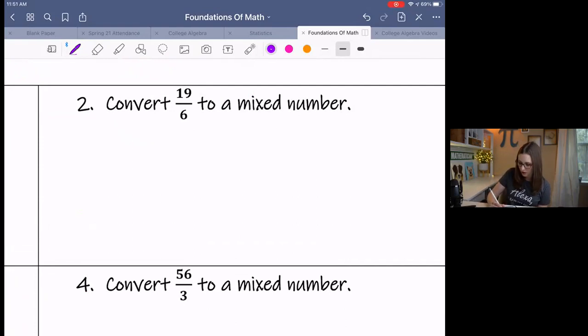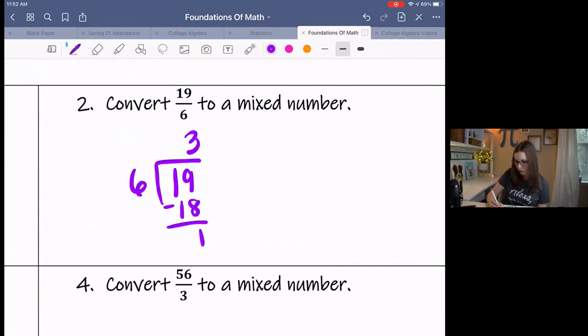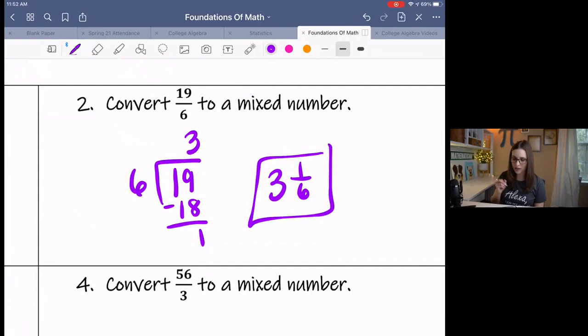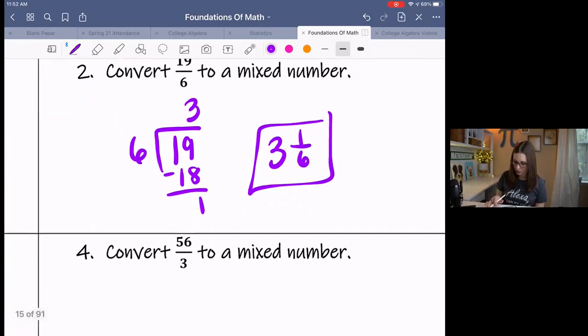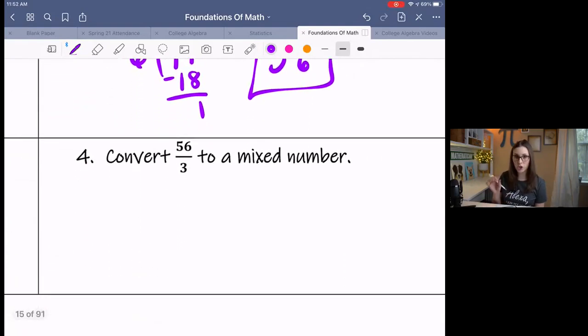So hopefully you've tried this on your own. We have 19 divided by 6. It goes 3 times with 1 left over. And that's your answer, 3 1/6. Last one, again, pause it, try it, and come back and see if you got the right answer.